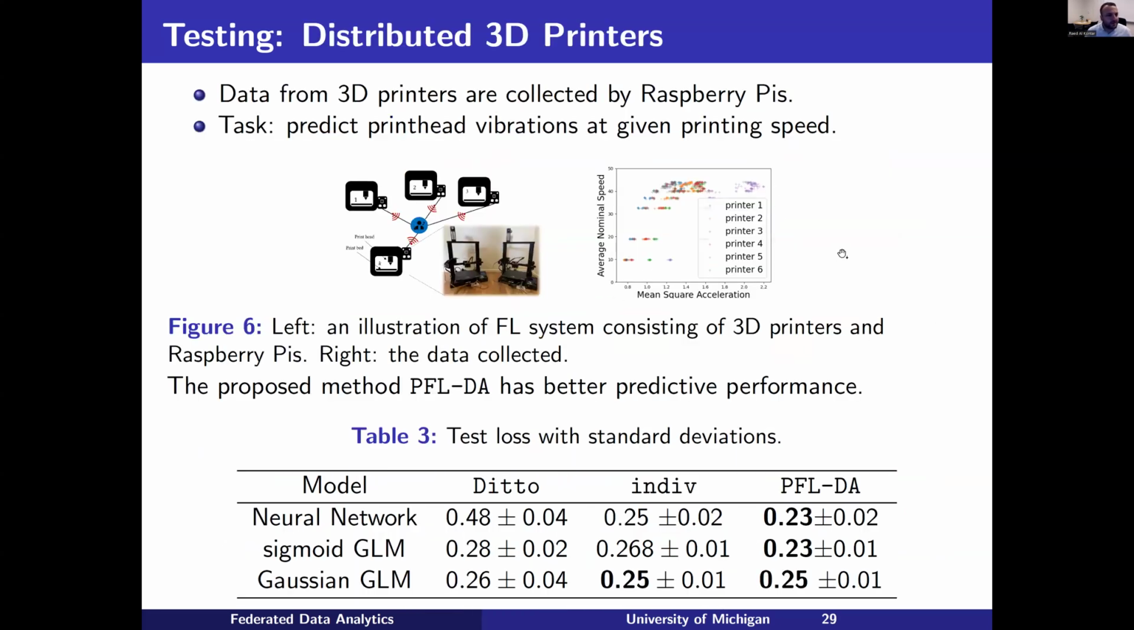We also do a nice engineering example with our collaborators here at Michigan, where we had multiple 3D printers, and we were trying to learn the mapping between acceleration and speed. This is an important mapping because it dictates the defects in whatever you print. The interesting thing is all the printers were of the same kind and make, and they were printing the exact same thing. It was a cube. Yet there were a lot of differences between the printers.